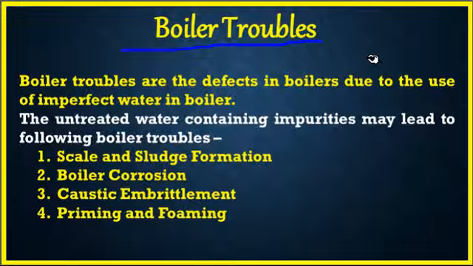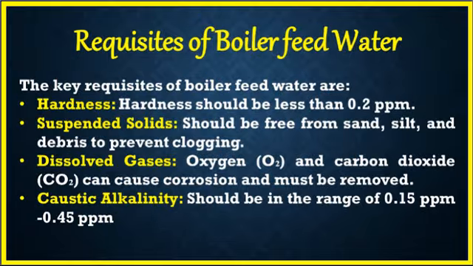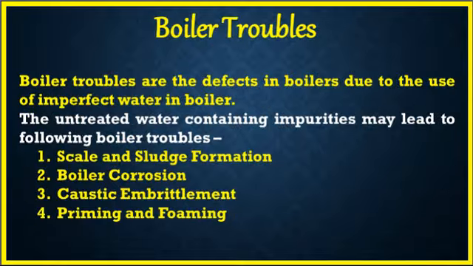Now, the boiler troubles. What are the boiler troubles? The boiler troubles are the defects in boilers due to the use of imperfect water in the boiler. Now, what is the imperfect water here? The imperfect water is the water which does not meet these requirements. That water is known as the imperfect water. So if we are using water which contains a high amount of salt and a high amount of gases, this is the imperfect water.